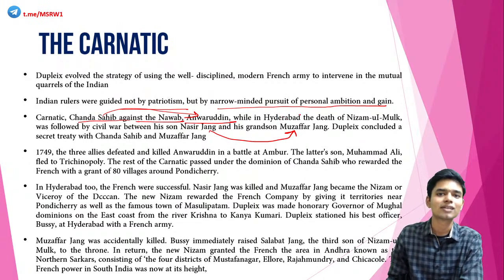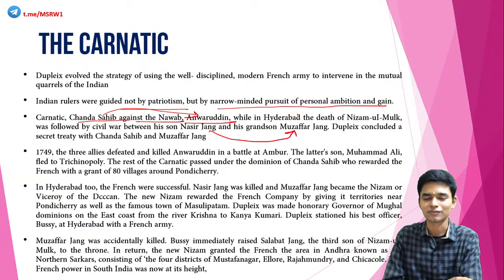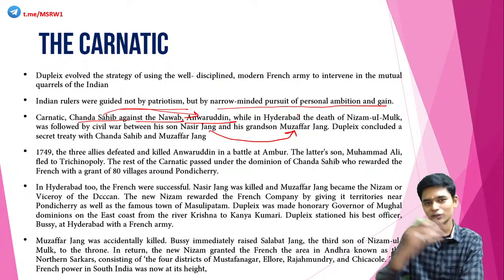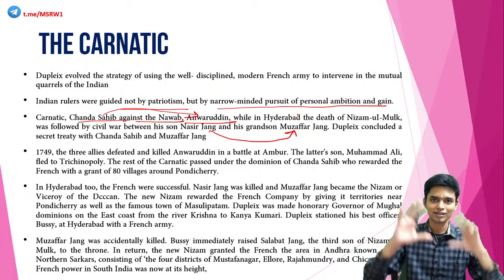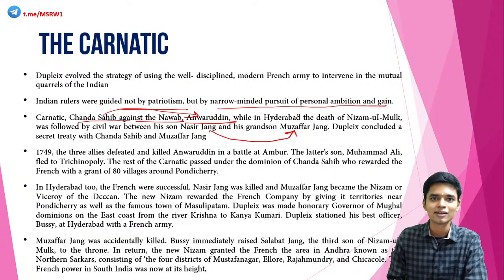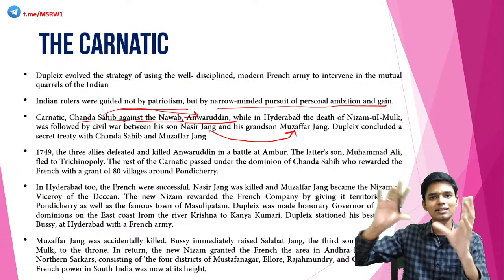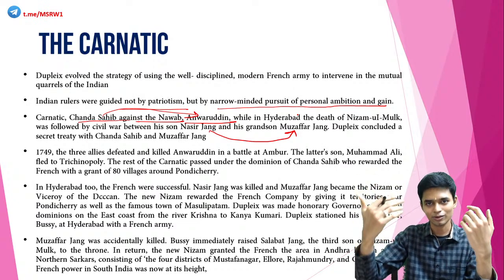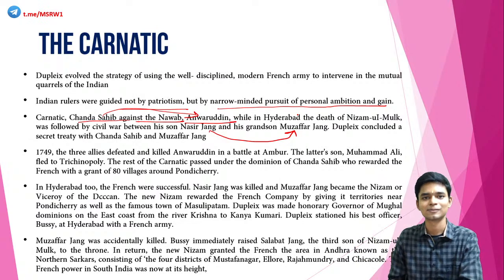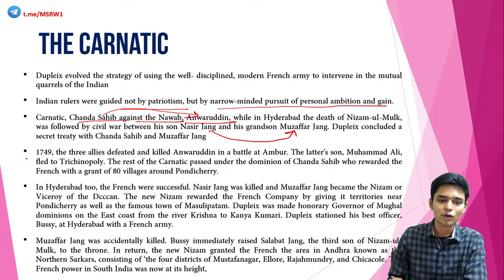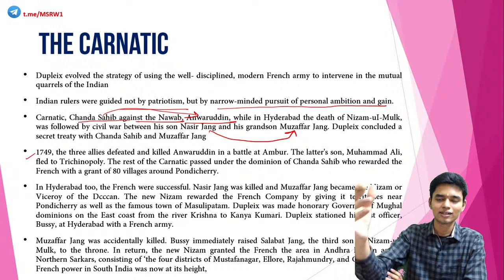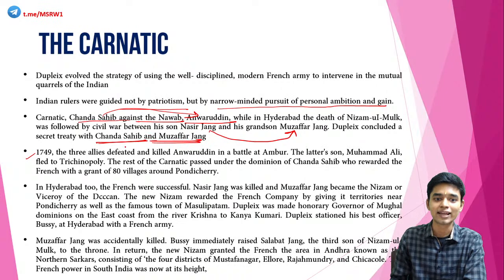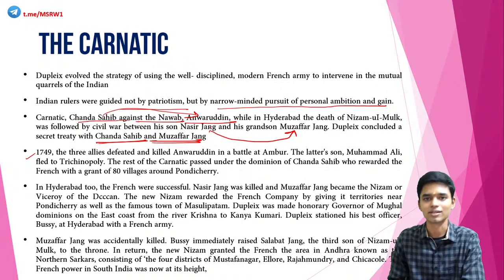So Dupleix tried to intervene in the affairs of these people. Here we see a kind of subsidiary alliance. We know that subsidiary alliance came into India, or was the brainchild of, say, Wellesley. I mean, maybe it was given that tag by Wellesley, but a form of subsidiary alliance was already practiced in India by Dupleix. So in 1749, Dupleix decided to back Chanda Sahib and Muzaffar Jang against Anwaruddin and Nasir Jang.